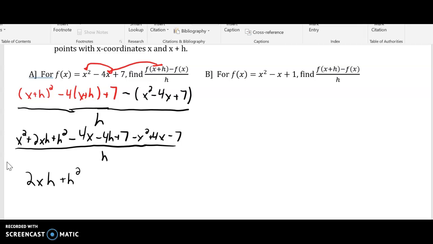Minus 4h. That doesn't cancel. The 7's cancel. So everything else is gone. That's the only thing that's left. And then I got an h on the bottom.